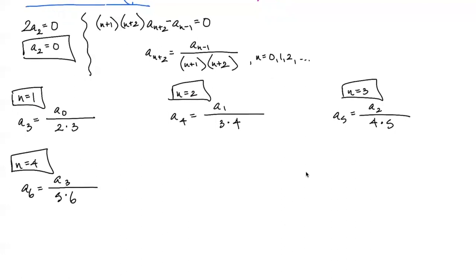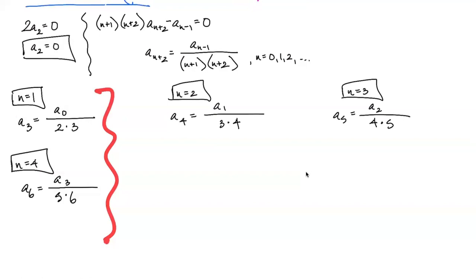Now again, magically, I knew how to set things up, but mostly because I had foresight into this problem, that this first one, a sub 3, depends on a sub 0. But a sub 6 depends on a sub 3. So it's very handy that these are kind of clumped together.